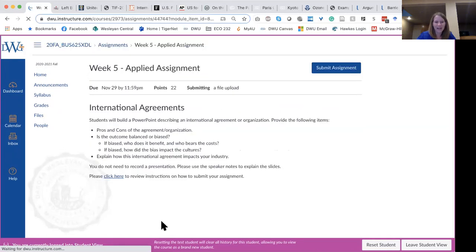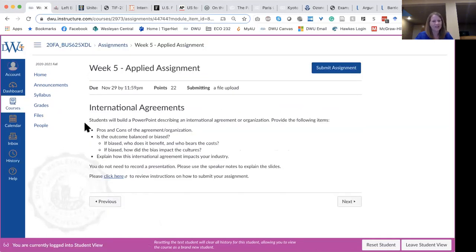And then your applied assignment, you're going to build me a PowerPoint describing an international agreement or organization. I want to see pros and cons of the agreement or the organization. So what are some good things? What are some bad things?